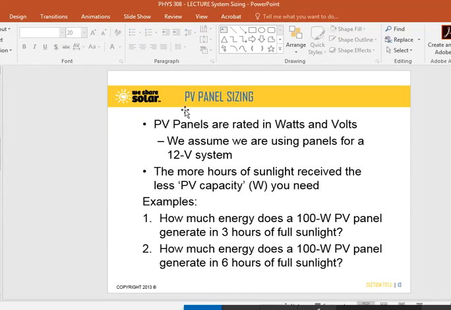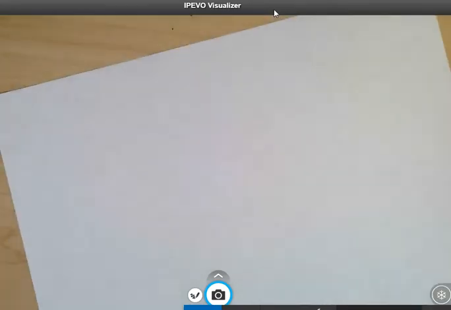Okay? So photovoltaic or PV panels are rated in watts and volts. And so we're going to assume that we're using panels for a 12-volt system, and the more hours of sunlight received, the less PV capacity or watts you need. So let's work out a couple of examples here. How much energy does a 100-watt PV panel generate with 3 hours of full sunlight? And how much energy does a 100-watt PV panel generate in 6 hours of full sunlight? So let's work both of those situations out here. Let me just write down the numbers here, and then we can take it from there.